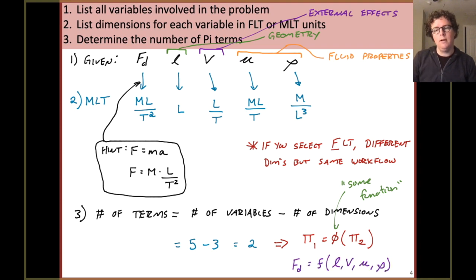Now, the reason you care is because that is substantially simpler than what we started with. We started with force as some function of 4 variables. Now we're describing a normalized version of force, pi 1, as related to one other thing. So we've basically gone from 5 things to keep track of to 2. That's the benefit of Buckingham's pi theorem and doing this non-dimensionalization. It simplifies the parameter space. All right, so we've listed our variables, we've got their units, we know how many pi terms we need. Onward.